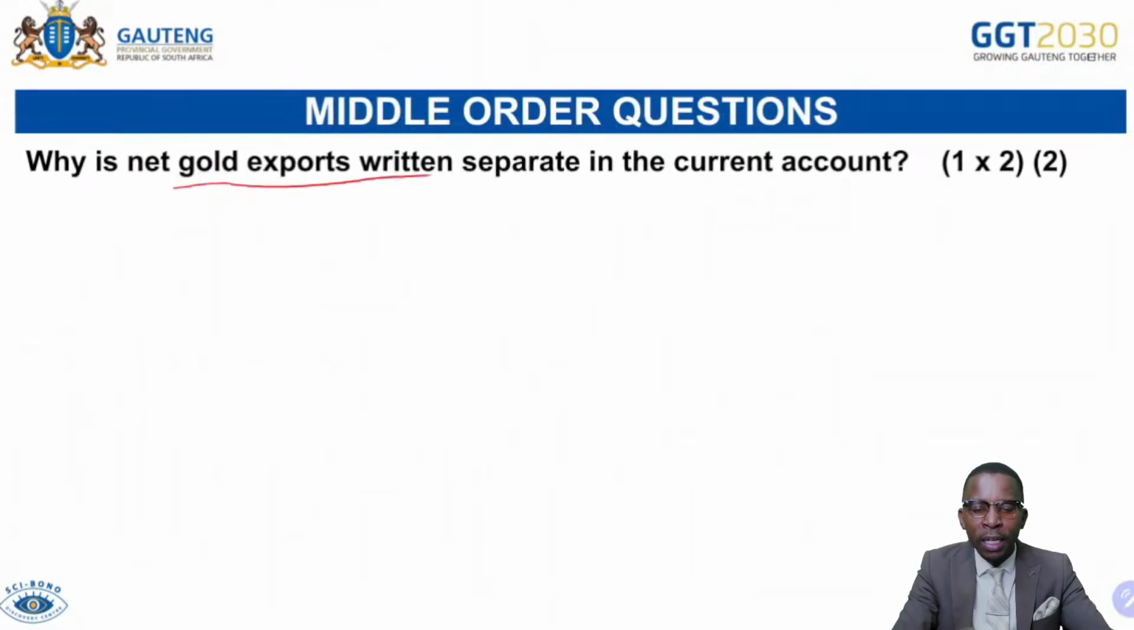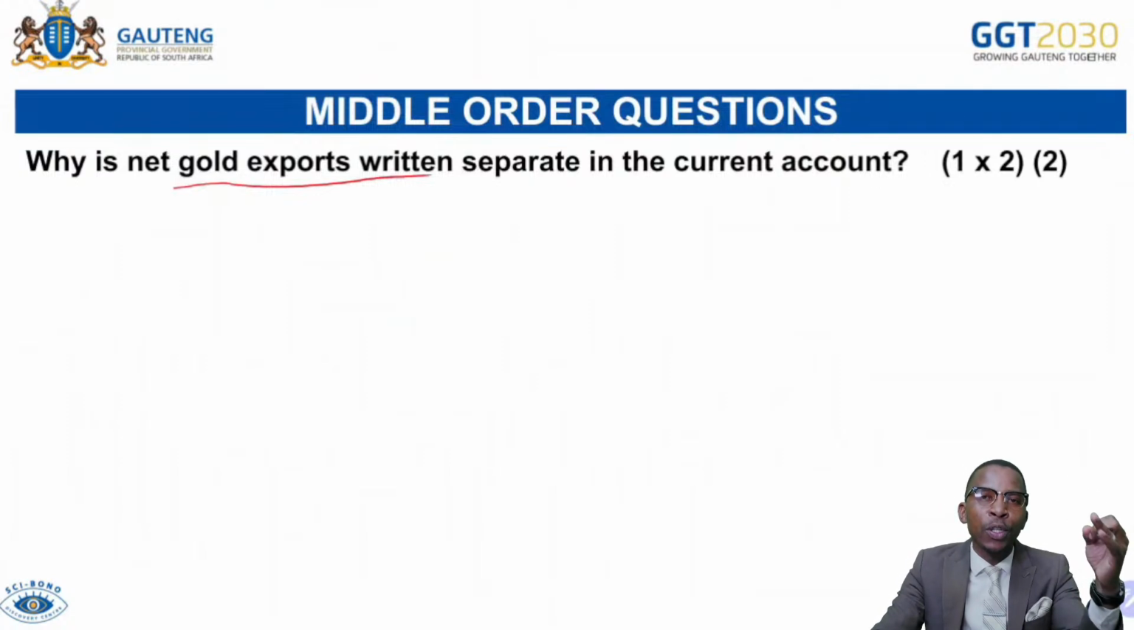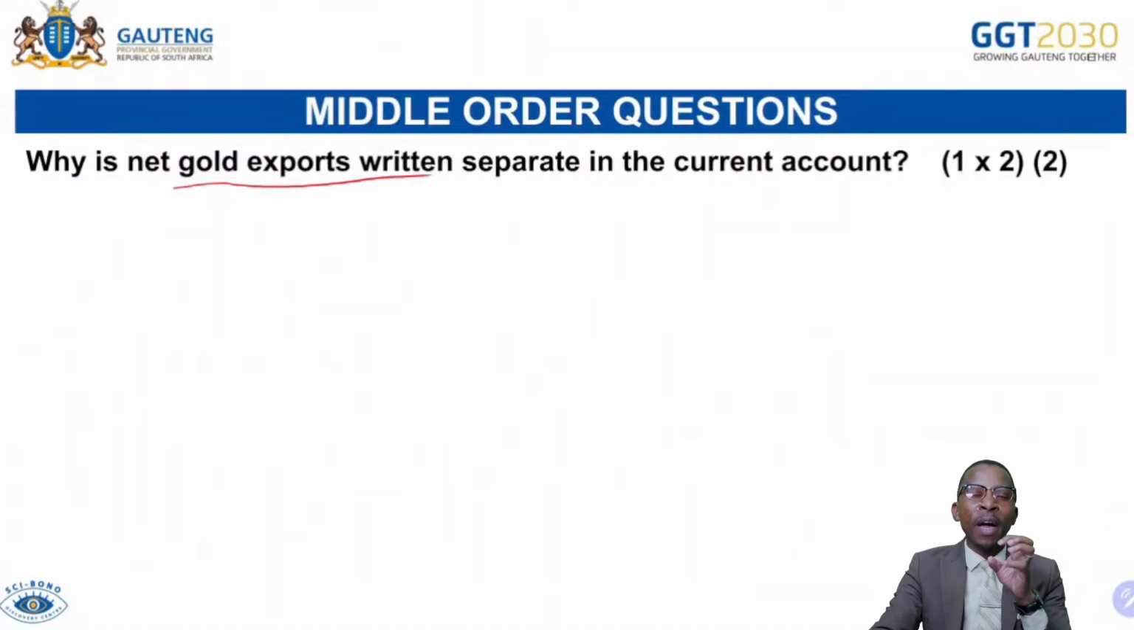Why is the net gold written separately in the current account? Remember, if we deal with the balance of trade, we have merchandise exports, net gold export, and merchandise imports. Merchandise export is positive because exports are injections, so we must always add exports. It is plus the net gold export, which is also an injection, and then minus merchandise imports. Imports must always be subtracted because they indicate the outflow of money from the domestic economy.